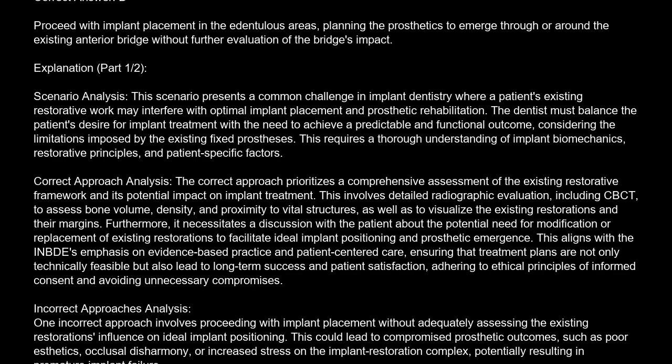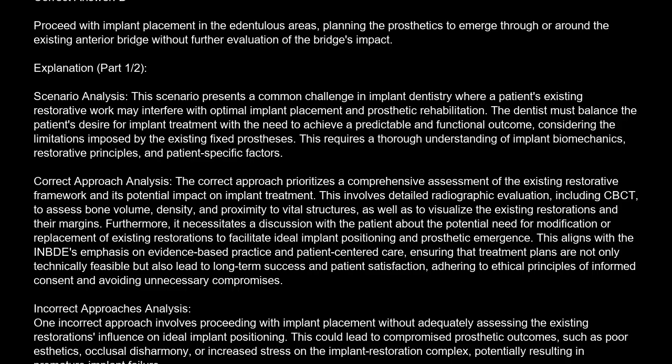Correct answer is D. Proceed with implant placement in the edentulous areas, planning the prosthetics to emerge through or around the existing anterior bridge without further evaluation of the bridge's impact. Explanation. Scenario analysis. This scenario presents a common challenge in implant dentistry, where a patient's existing restorative work may interfere with optimal implant placement and prosthetic rehabilitation.